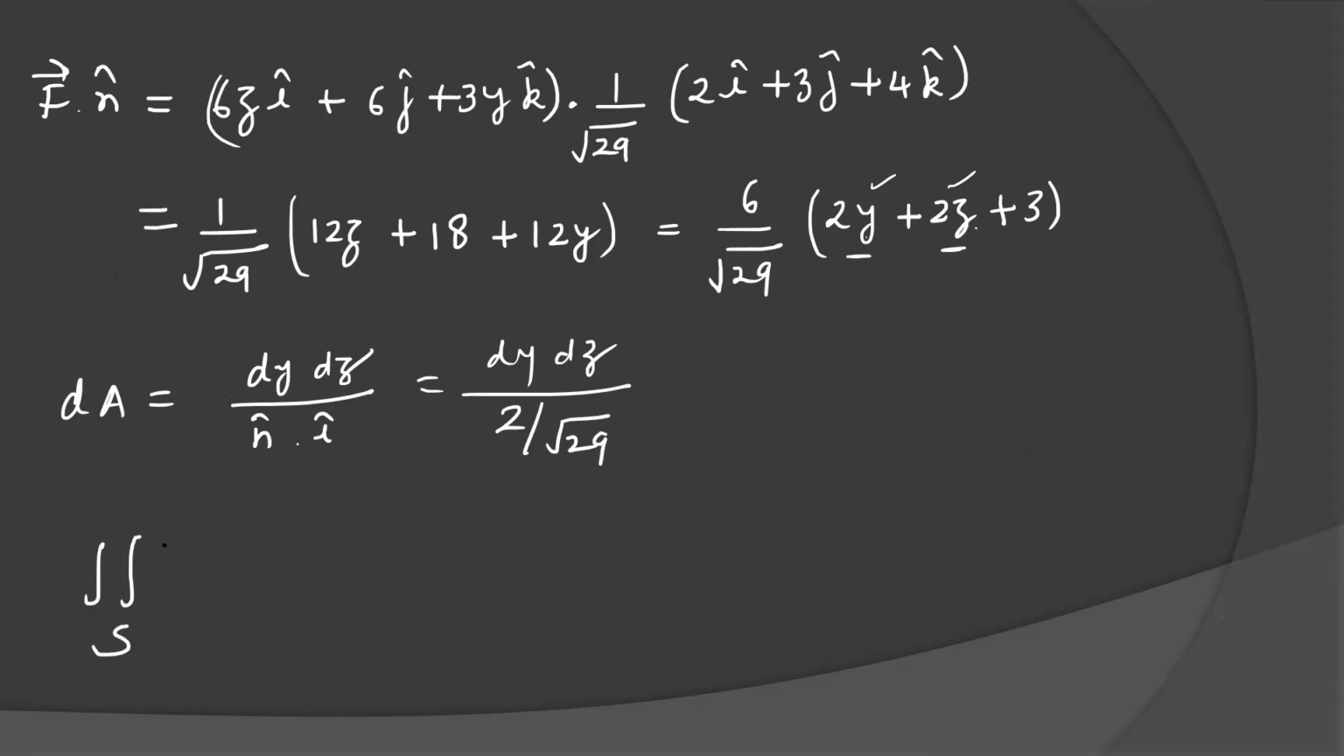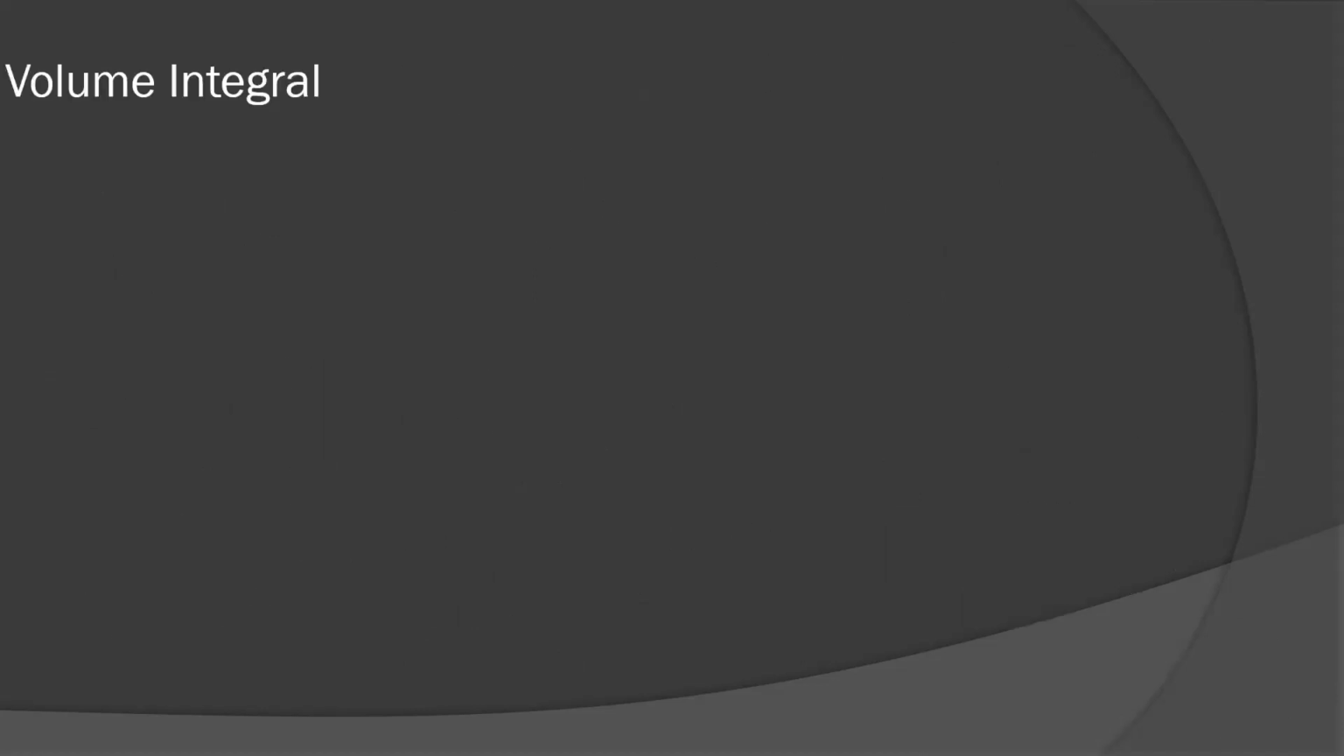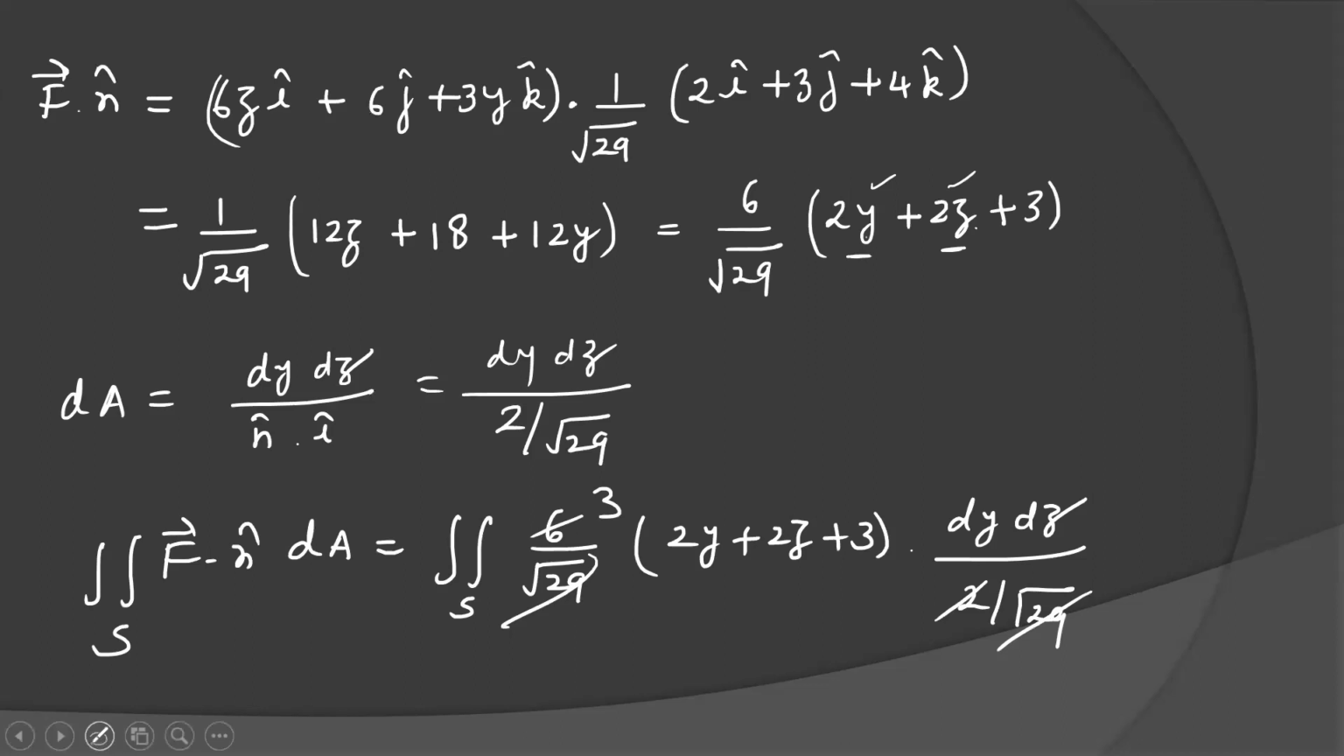So what will be the given surface integral now? F dot n cap dA is equal to f dot n cap, which is 6 by root 29, 2y plus 2z plus 3, and dA vector is dy dz over 2 over root 29. Root 29 is cancelled, 2 is cancelled out with 6, so it will be 3. Now it is equal to 3 times the surface integral of 2y plus 2z plus 3 dy dz.